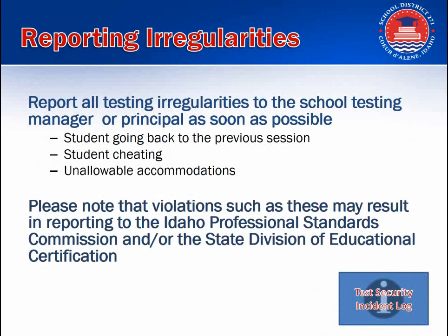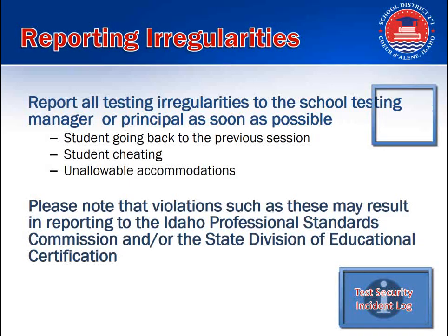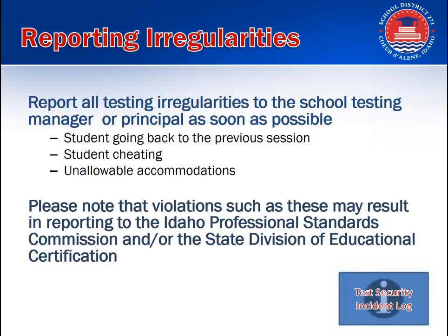If something happens during testing that you think jeopardizes the validity of the test results, you'll want to make sure that you report any incident or irregularity to the school testing manager as soon as possible. These could be things such as a student you think might be cheating, or possibly going back to a previous session, maybe having unallowable accommodations, or a device that they're not allowed to have. You might also see students that you think just clicked through that test and you're not sure that's going to be a valid result. Let your school testing coordinator know that as well.